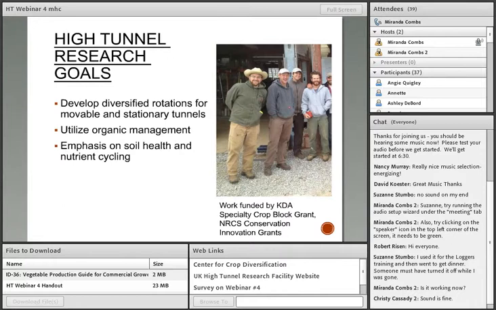And the idea here was to develop diversified rotations for movable and stationary high tunnels. I'm not going to talk very much about our movable high tunnels today. I'm just going to touch a little bit on how we manage those rotations in the very big picture. But I'll be focusing on setting up a diversified system.